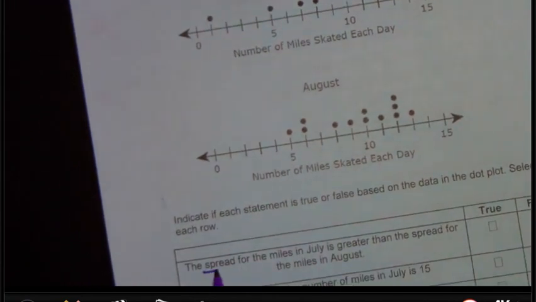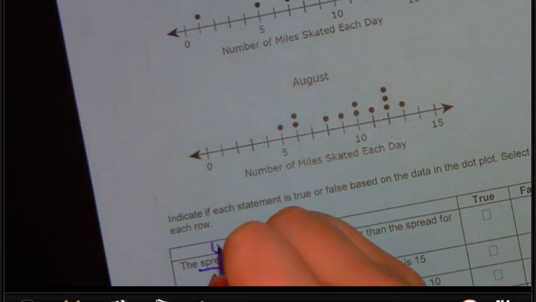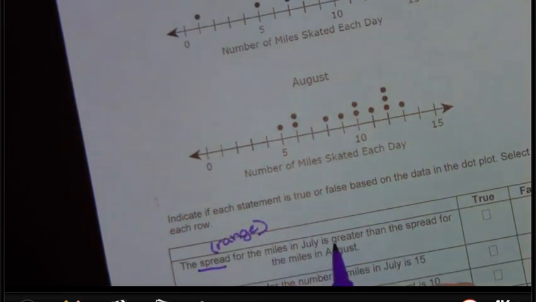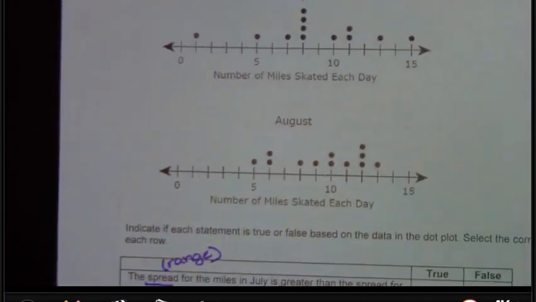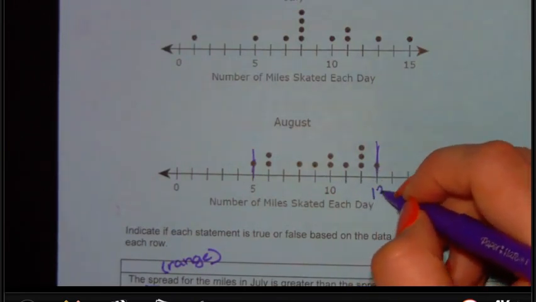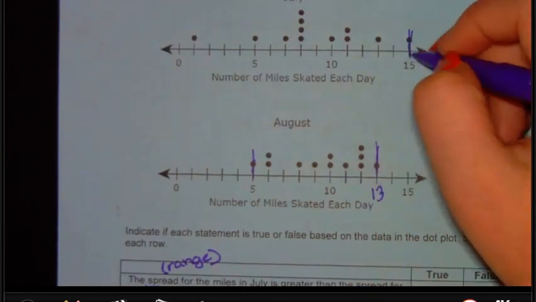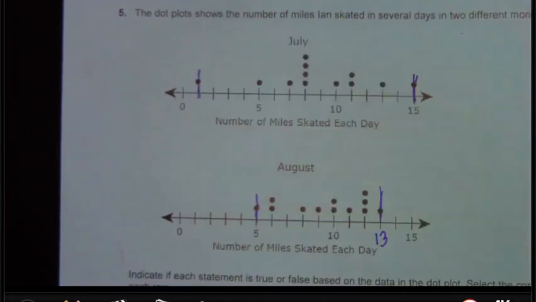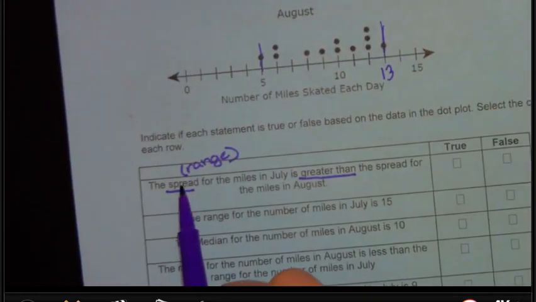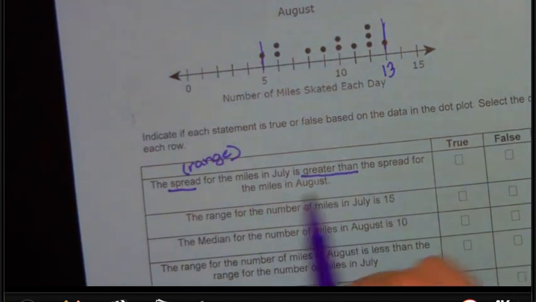All right, the spread of July is greater than the spread for August. Spread also means range. So August, it looks like I'm going from here to here. Let's see, 10, 11, 12, 13. So that's 13 to 5. Versus July, I'm going from 15 all the way to 2. If I look at my numbers, it looks like July has a larger spread than August. So let's see. The spread for July is greater than the spread for August.